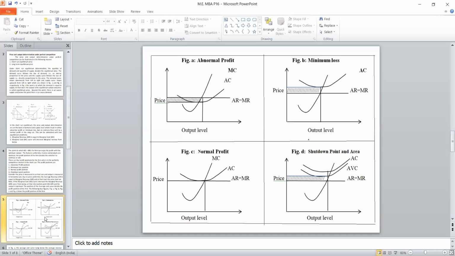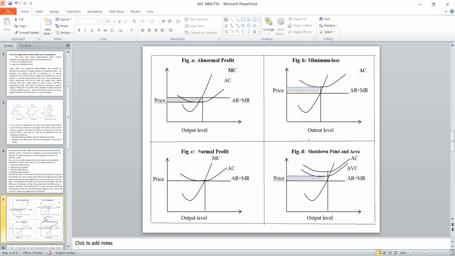Then which decides the profit position? The average cost is deciding the profit position. In figure A, it is an abnormal profit position. Why? Because the average cost is lying below the average revenue. So AR is greater than AC, and MC intersects at that point. You just take that particular point, and based on that, you just draw one line. That shaded area is the abnormal profit.